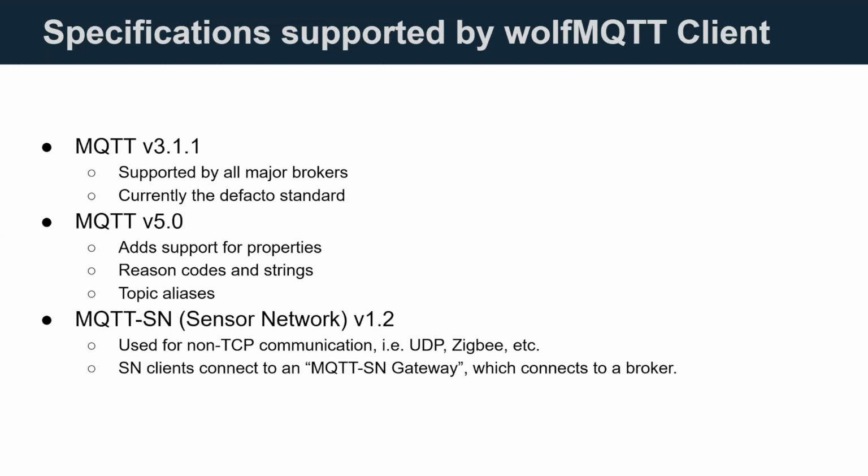The MQTT-SN sensor network protocol was developed around 2009 to enable battery powered devices on low bandwidth wireless networks to benefit from MQTT. The SN protocol allows a gateway device to communicate the full MQTT messages to a broker over a normal TCP capable network. Message packets from an MQTT-SN client are even smaller than MQTT through the use of topic IDs, a 2-byte value that's used to represent the topic name.